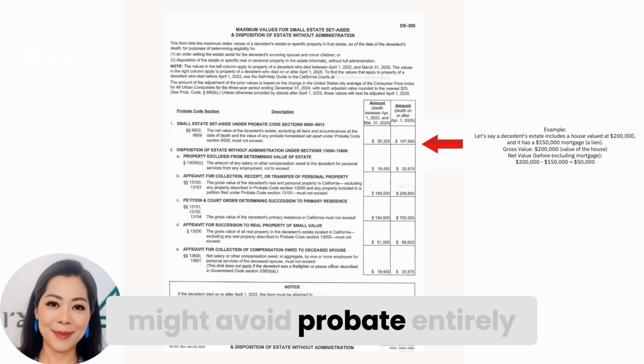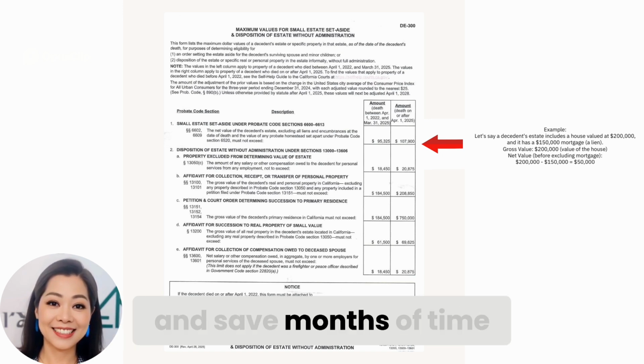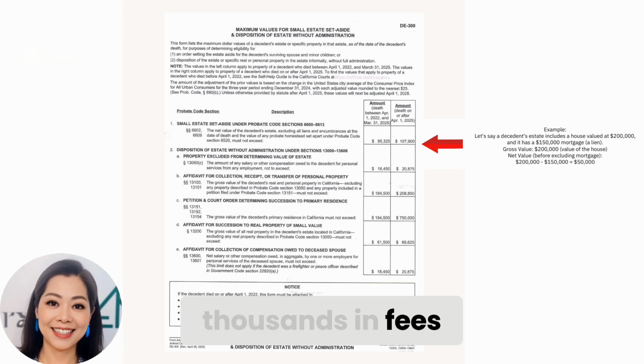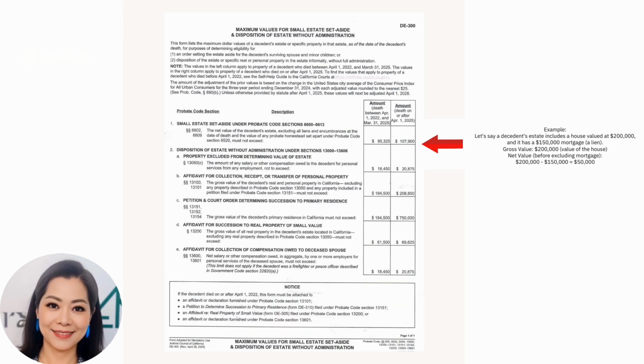You never know if you qualify for the small estate procedure. You might avoid probate entirely and save months of time, thousands in fees, and a whole lot of stress.